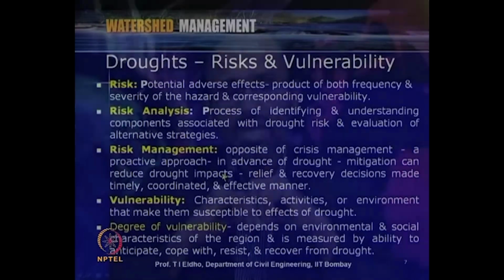So, when we discuss the degree of vulnerability, we have to see, with respect to the environmental issues or social characteristics of that particular region or location, how we can anticipate the issues, how we can cope with the drought situations, how we can resist the situations arising from droughts, and once the drought occurs, how we can recover from it. These kinds of questions are to be answered. This is possible through risk analysis and vulnerability analysis related to droughts.